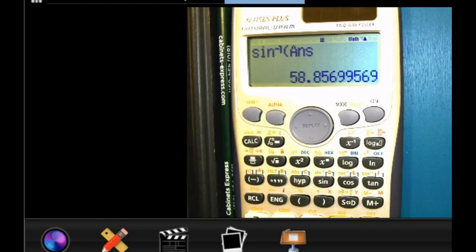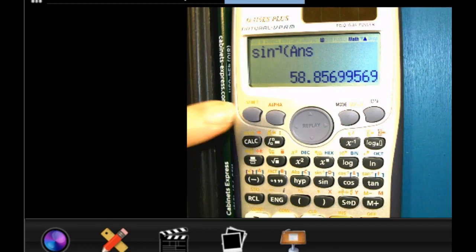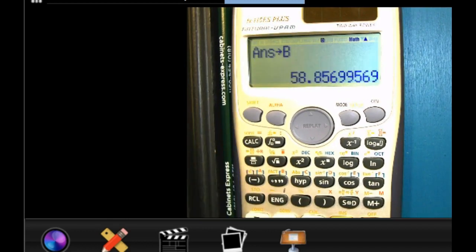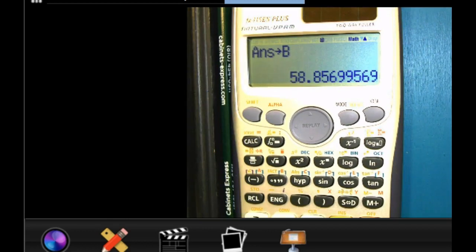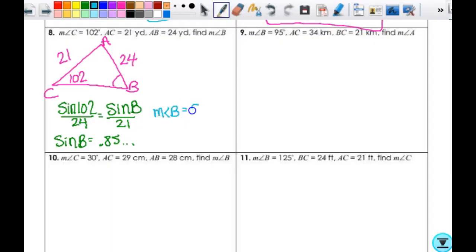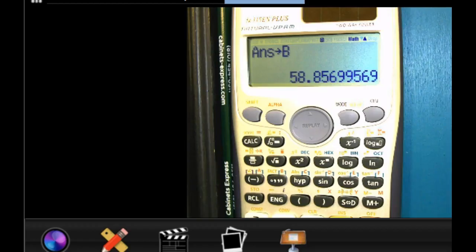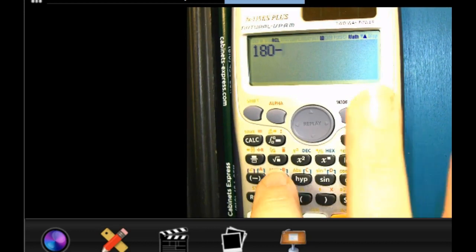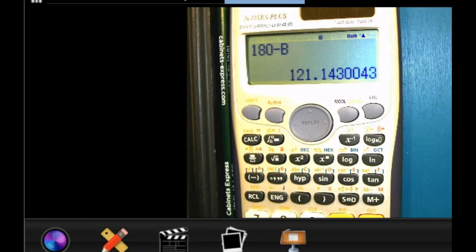What angle was that? B. Okay. So I'm going to do shift, recall, B. It's stored in B. So I get 58.857 degrees. Or I need to find the other one. How do I find the other one? Subtract it from 180. So 180 minus recall B. And the other one is 121.143.